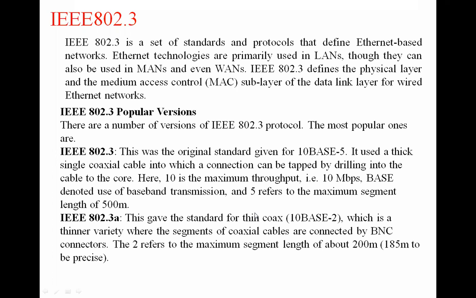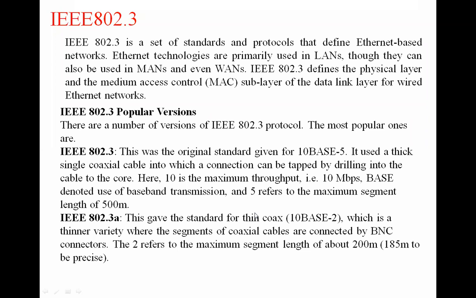So 10 base 5 stands for: 10 is the speed of that particular cable, that is 10 Mbps. Base stands for baseband transmission, and 5 stands for the length, the distance we can transfer, that is 500 meters. So we can use this cable for long, shorter distance communication. This is the original standard Ethernet cable we started using.